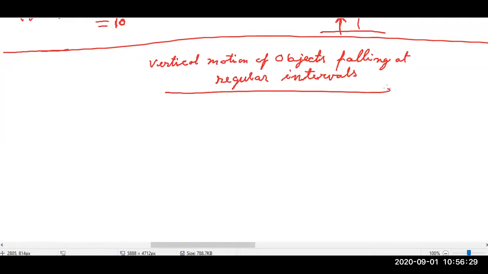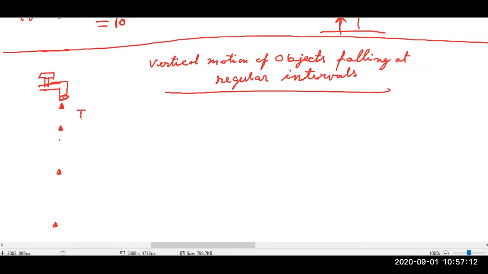Okay, so in this one, generally what kind of questions are asked? Suppose we have a tap, and at regular intervals, meaning at fixed times. Okay, see, what we are going to do is vertical motion of objects falling at regular intervals. It means you have more than one object and they are falling at regular intervals. For example, if you have a tap and the water droplets are falling like this at regular intervals, suppose they are falling at an interval of time t.